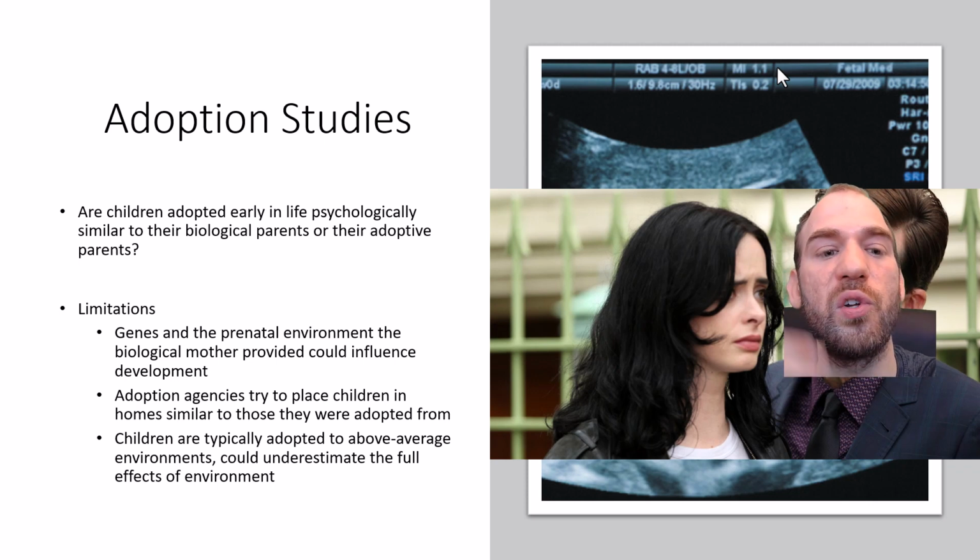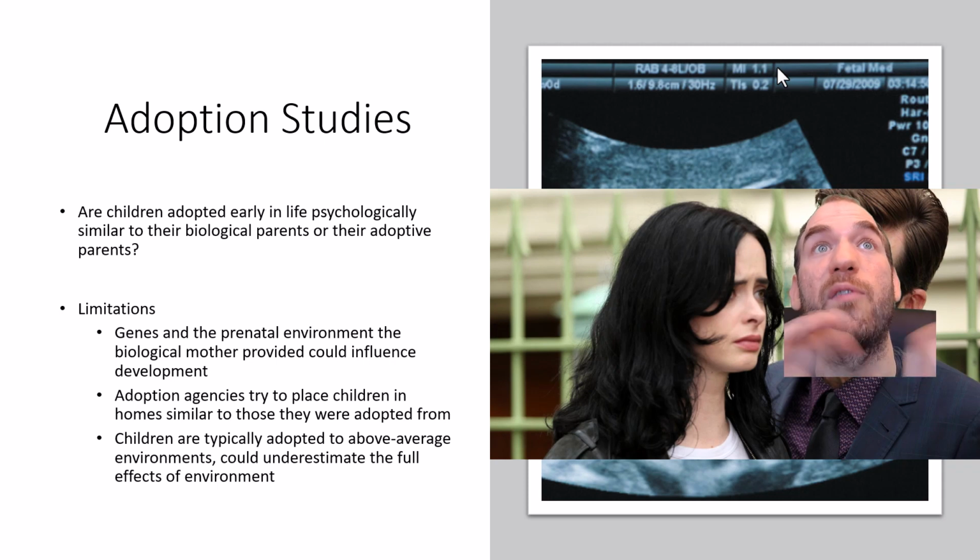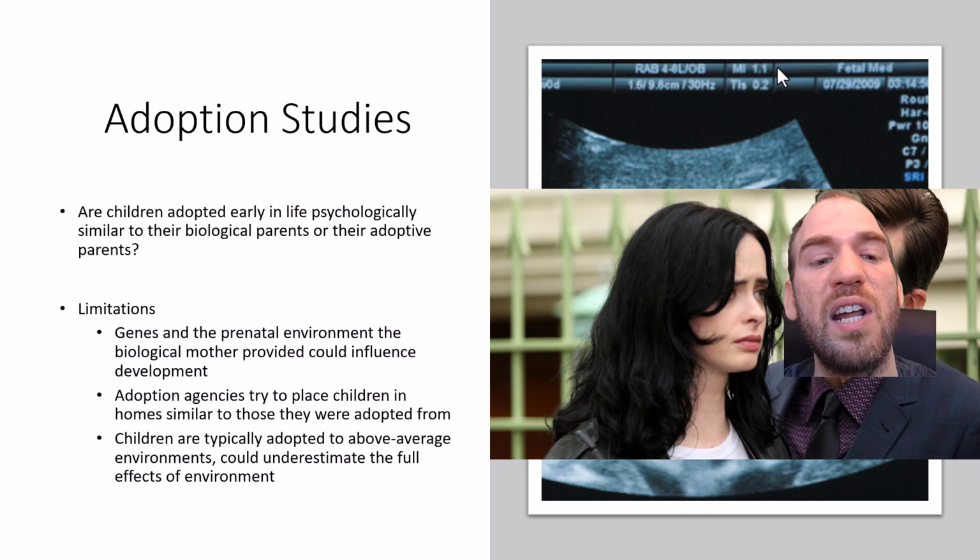Some limitations include, as I stated before, the prenatal environment influencing the developmental outcomes. If both siblings are exposed to that prenatal development, they are still growing up in a very similar environment. Even if they're separated at birth, you still have months of that similar developmental environment. Also, adoption agencies try to place children in homes similar to those they were adopted from.